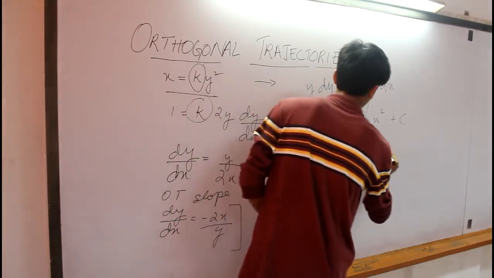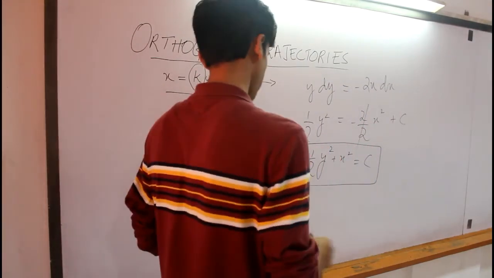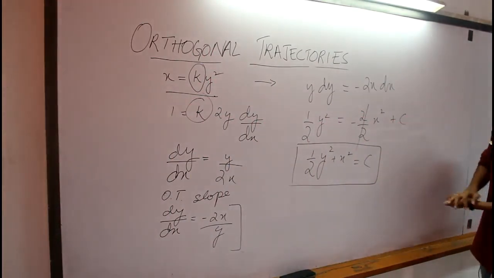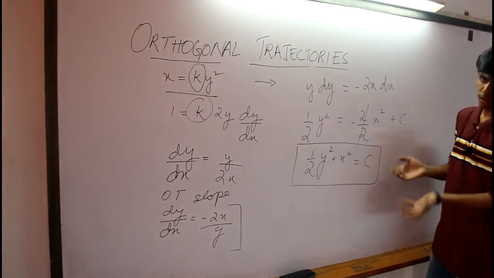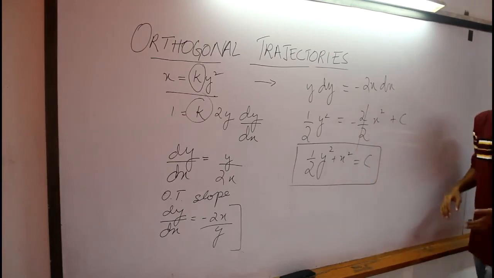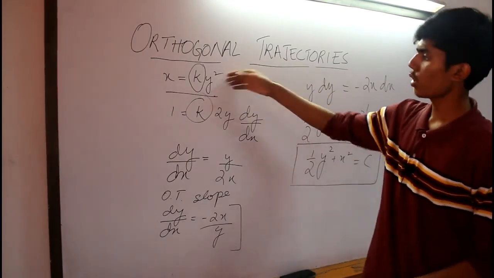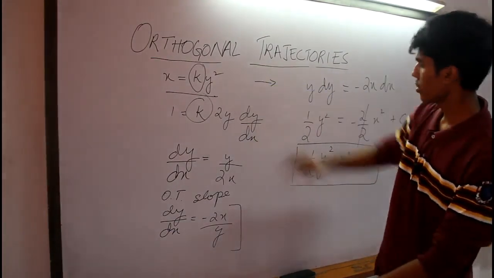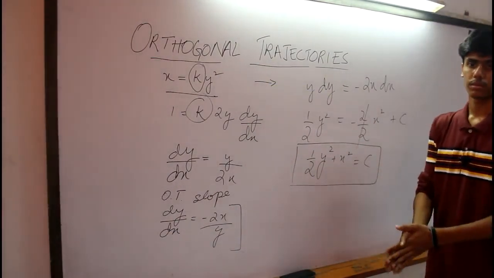So this is the equation of the orthogonal curve, which is making a tangent with this curve. So you get the idea. Thank you very much.